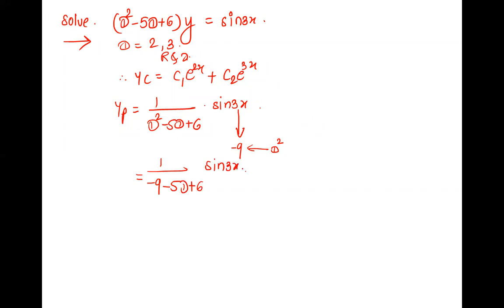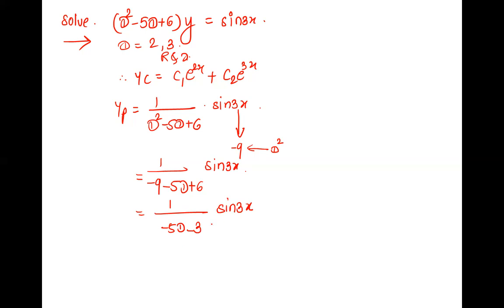Everyone is getting this step? Find out a, square it, give a negative sign. That number you have to place over d square only. So it is minus 5d minus 9 plus 6. How much? Minus 3. Yes, sine 3x.